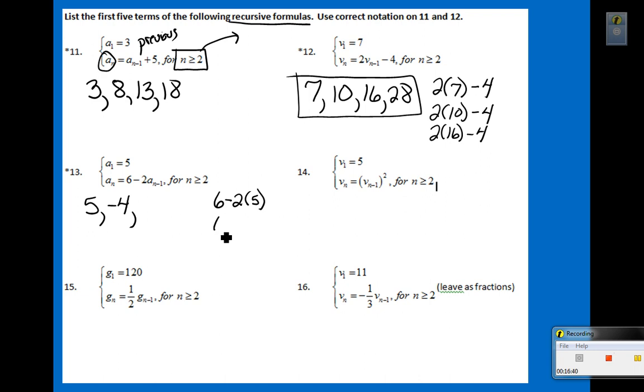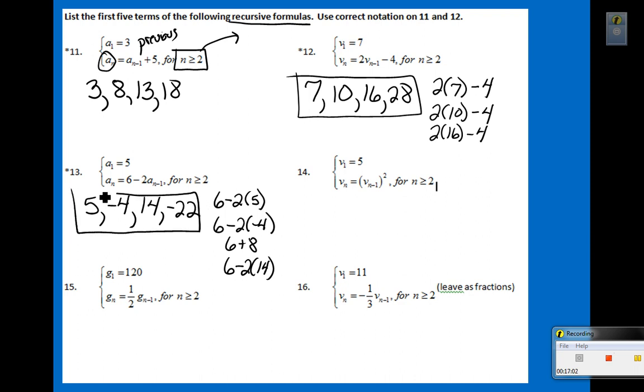It's going to be 6 minus 2 times negative 4, which is going to be 6 plus 8, which is 14. My next one, 6 minus 2 times 14. You can type that in your calculator or your brain, but it's going to be negative 22. So hopefully you're catching on how easy this is. What do you think about number 14?